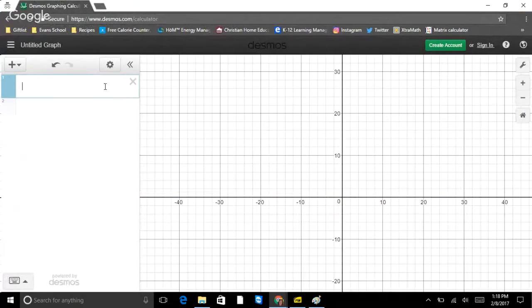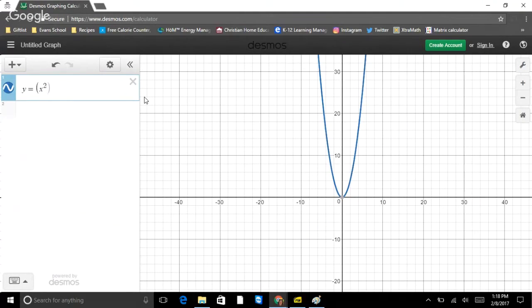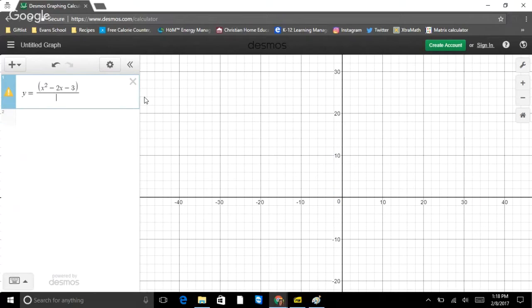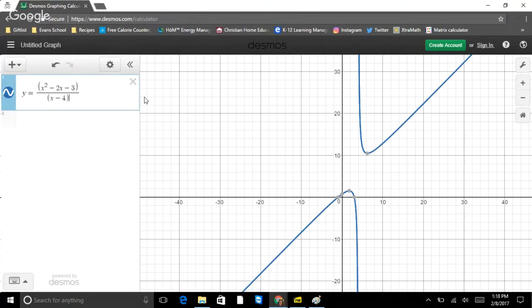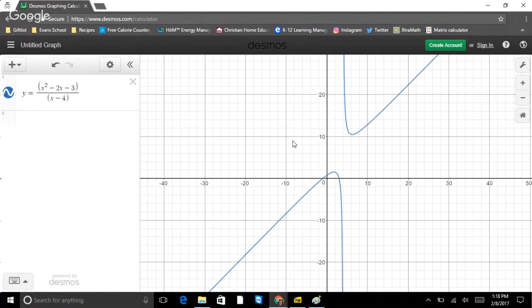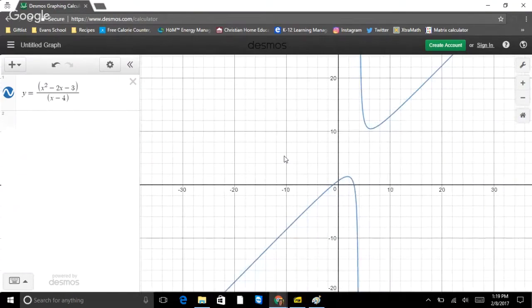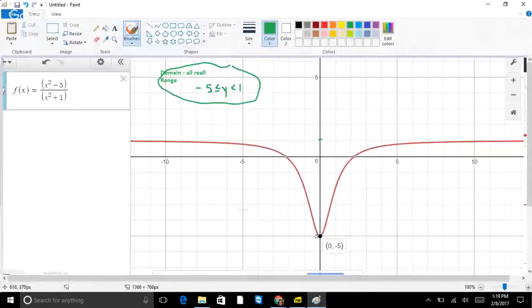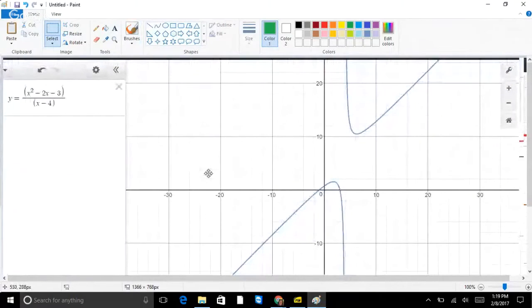We have, this is a nice one, we have a quadratic at the top. Y equals x squared minus 2x minus 3 divided by x minus 4, if I type correctly. So this is kind of a fun looking function that we have here, right? Let me pull this over to paint so I can draw a little bit on here. There we go.